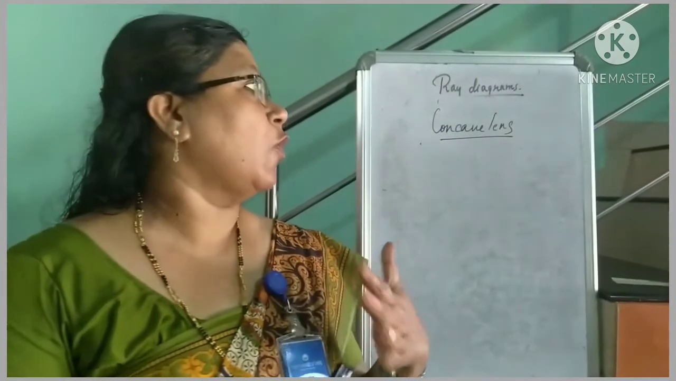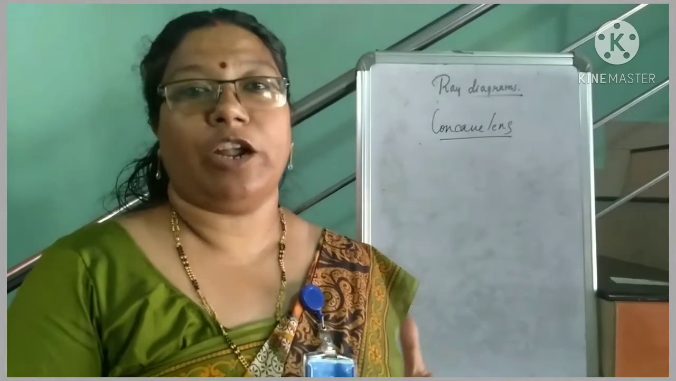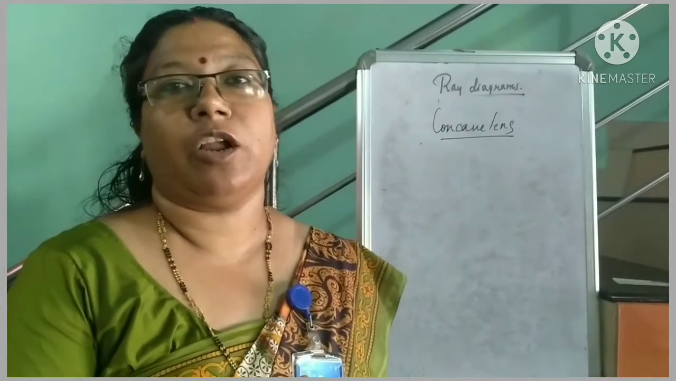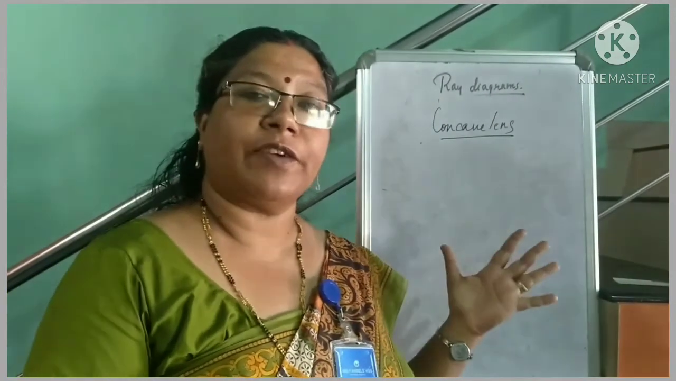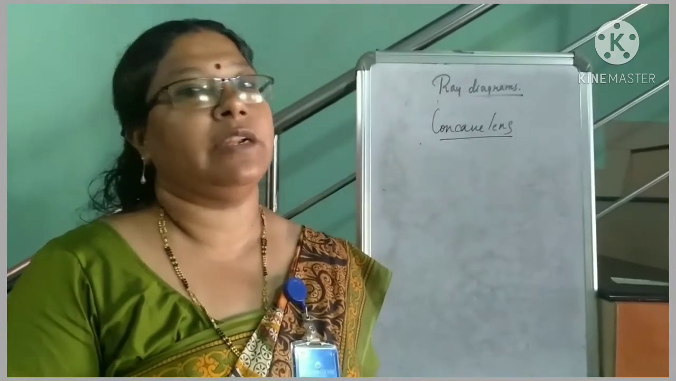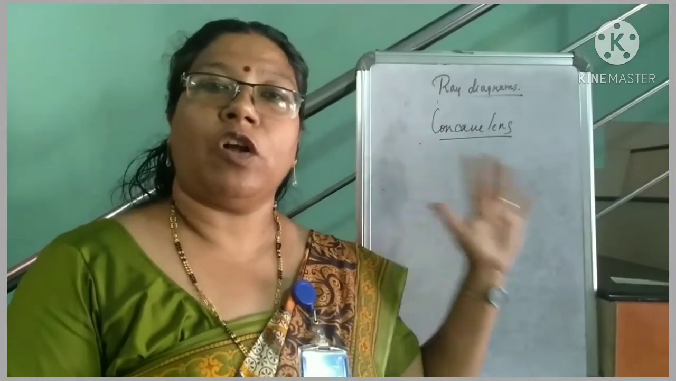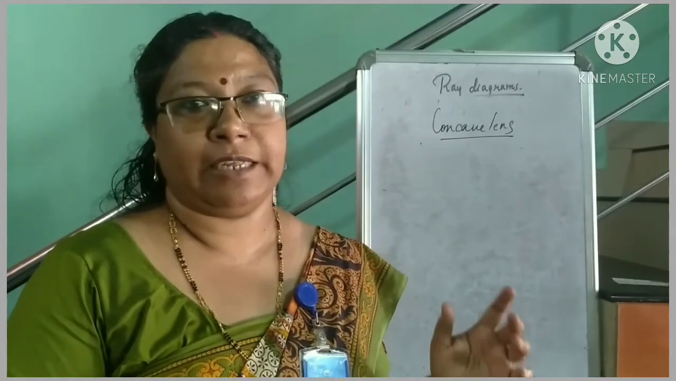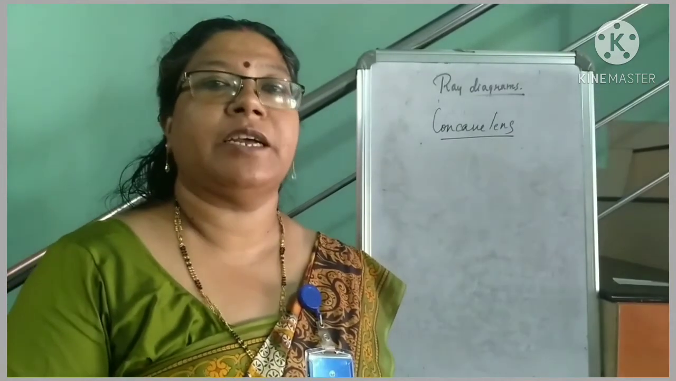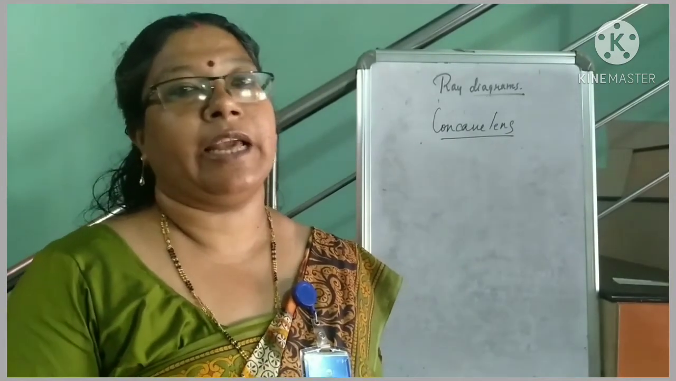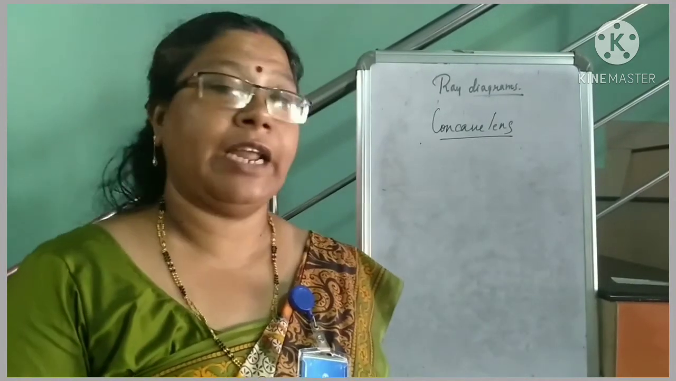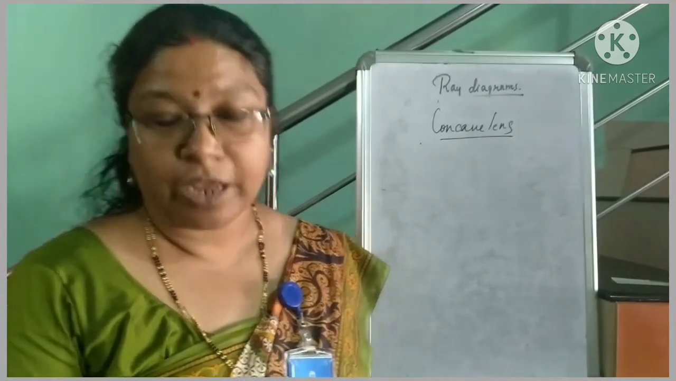Next, we will move on to the image formation by a concave lens. The focus of a concave lens is a virtual one, so you cannot draw all the ray diagrams for a concave lens. In the case of a convex mirror, there was only one ray diagram. Similarly, in the case of a concave lens also, there is only one diagram.